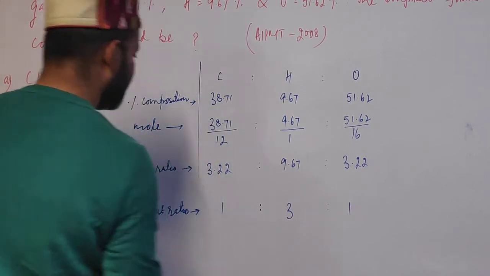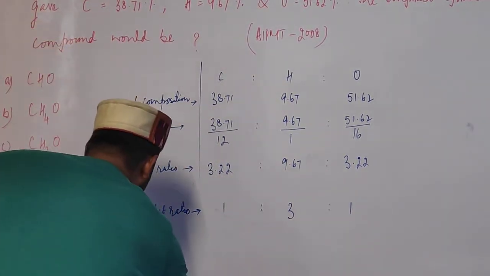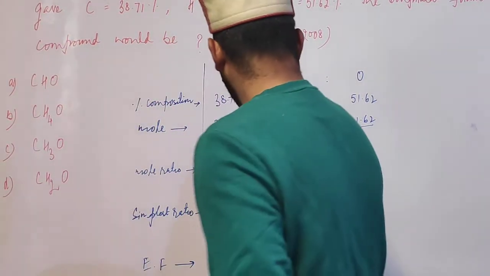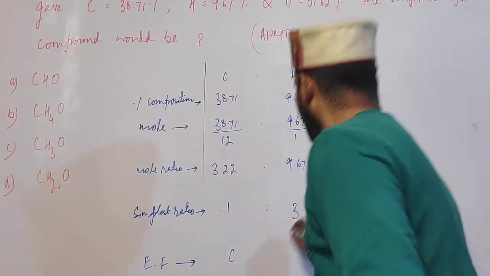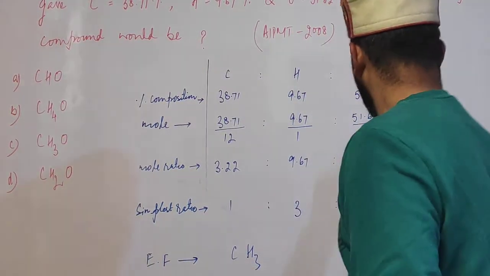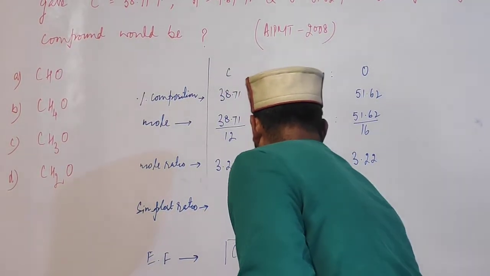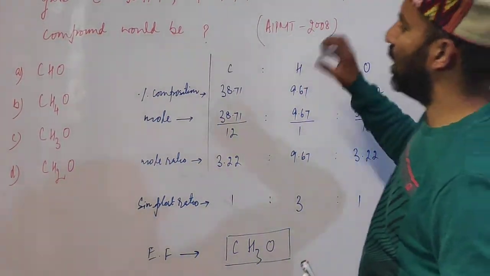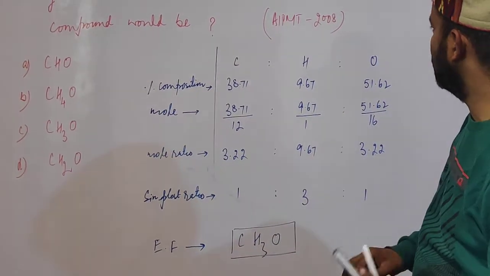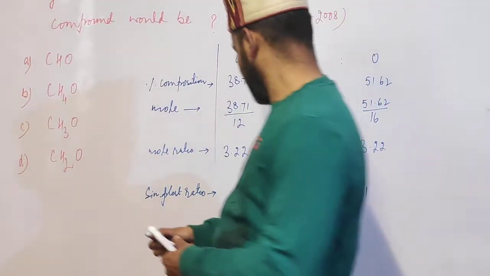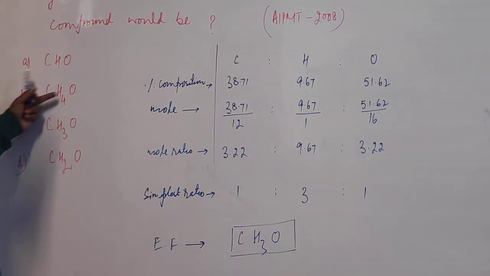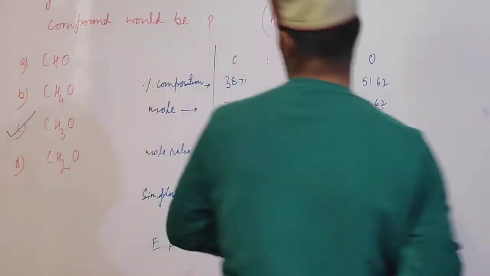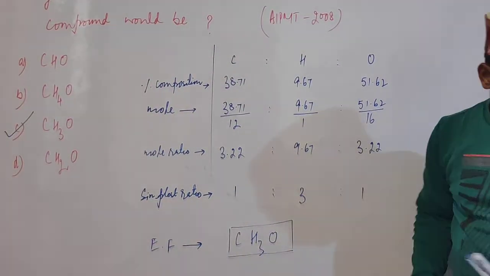And now students, the last step is from the simplest ratio, we write the empirical formula of that compound. So what will be the empirical formula? We have 1 carbon, 3 hydrogens and 1 oxygen. So this is how we determine the empirical formula. Students, this question was asked in AIPMT 2008. The options are CHO, CH4O, CH3O and CH2O. So the correct choice is CH3O. Now students, we'll discuss one more example.